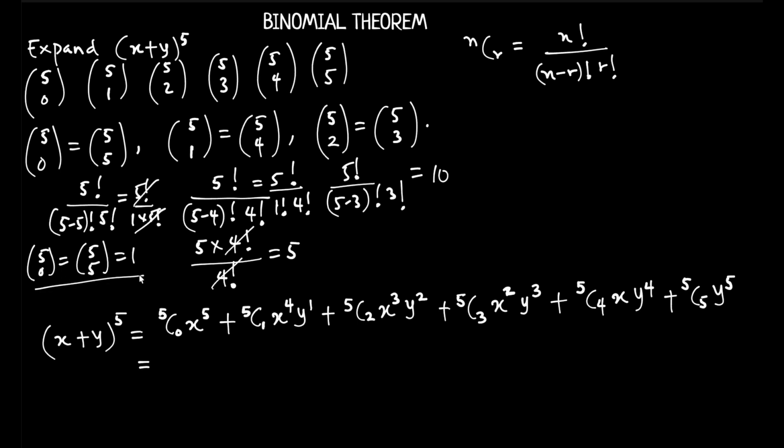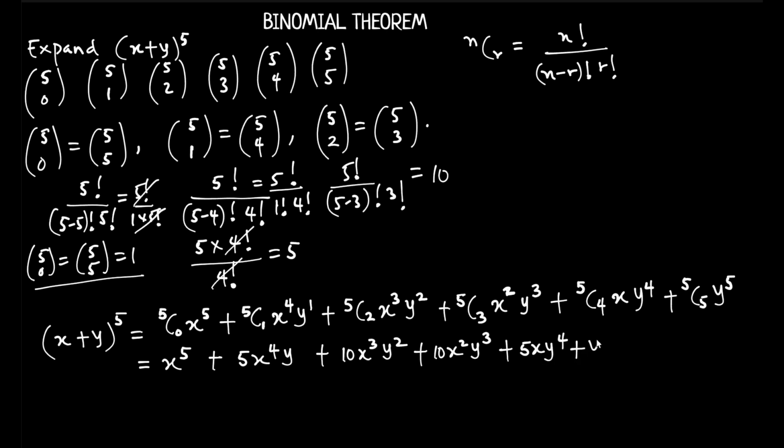Now we'll solve this, right? So we have x to the power of 5. 5 combination 1 is 5. So we have 5x to the power of 4 y, plus 5 combination 2 is 10x cubed y squared, plus 10 again x squared y cubed, plus 5xy to the power of 4, plus y to the power of 5.